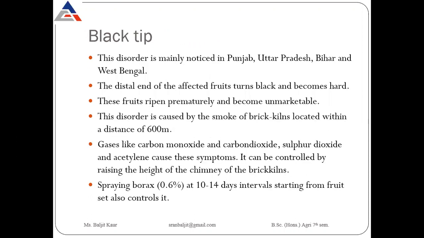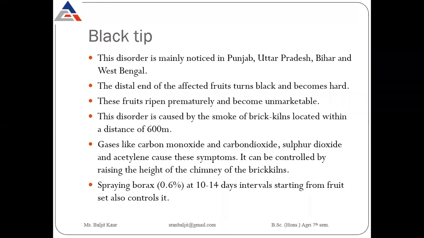Then the next one is black tip. Black tip disorder is mainly noticed in Punjab, Uttar Pradesh, Bihar, and West Bengal. If we find this problem, we can see that the distal end of the fruits turns black and becomes hard. The fruits ripen prematurely and become unmarketable.